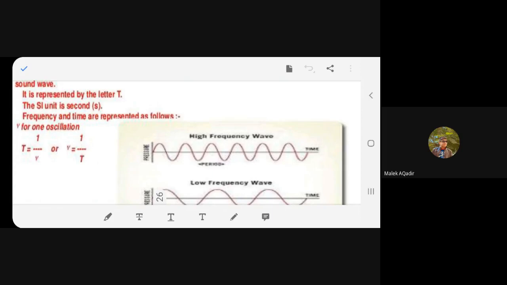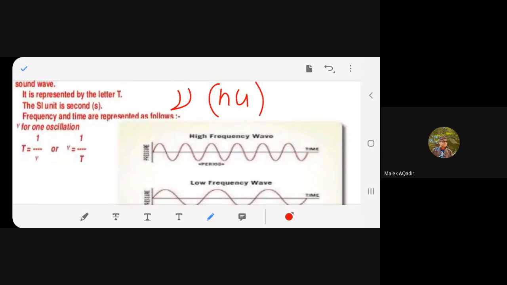It is nu. Remember, I taught you. Forgot? See, N, U, and this is how it is to be written. Remember? Didn't I teach you this earlier? It is denoted like this, but it is pronounced as nu, N-U. Got it?